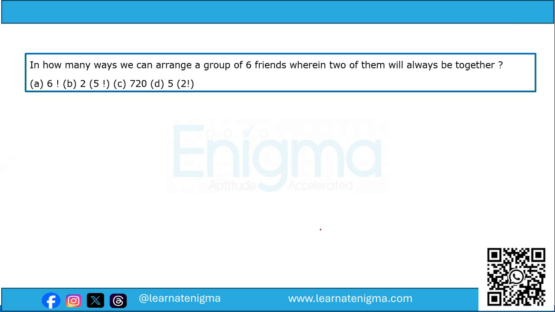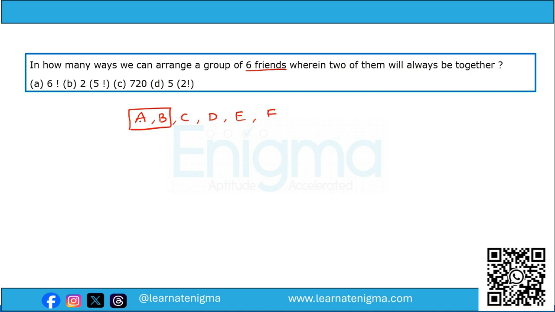In how many ways can we arrange a group of six friends wherein two of them will always be together? Now, there are six friends. Let's assume the friends to be A, B, C, D, E, and F. So these are the six friends wherein two of them will always be together. Let's assume that A and B should always be together.